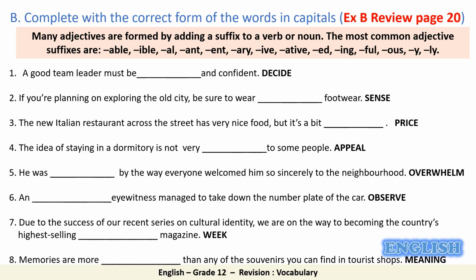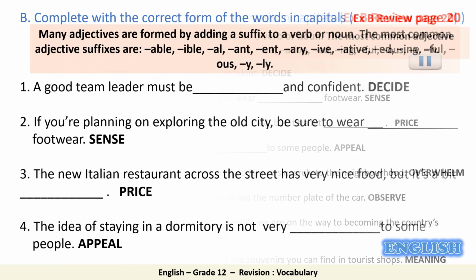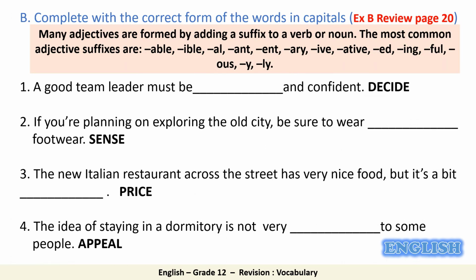Moving on to the next activity, we will complete 8 gaps with the correct form of the words in capitals. As you can see in the box, we have a list of suffixes which are used to form adjectives. These are called derivational suffixes, which are used to change the words into a new, different part of speech. Now please stop the video and do the task. Now let's check our answers.